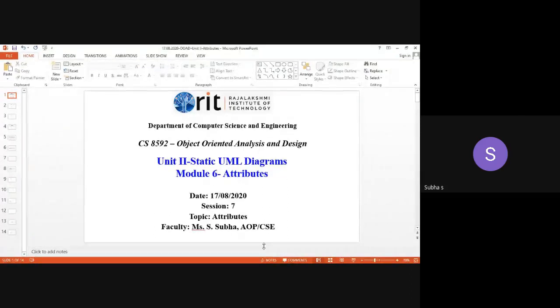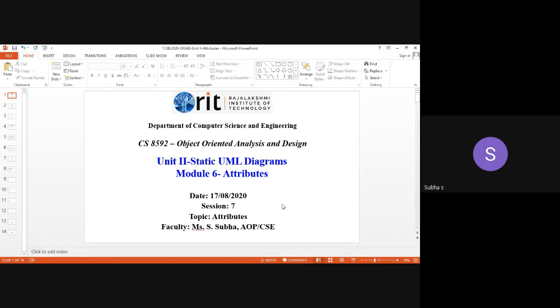Good morning, students. Welcome to the OOAD session, Unit 2, Static UML Diagrams. Under Module 6, we are going to see a very important topic, attributes. Attributes in UML. You may think that it may be a simple definition. Attribute means what? It tells about the characteristics of an object or a person or anything. But with respect to attributes, there are so many things we have to look at while we are using attributes in the class diagram, especially in the UML.